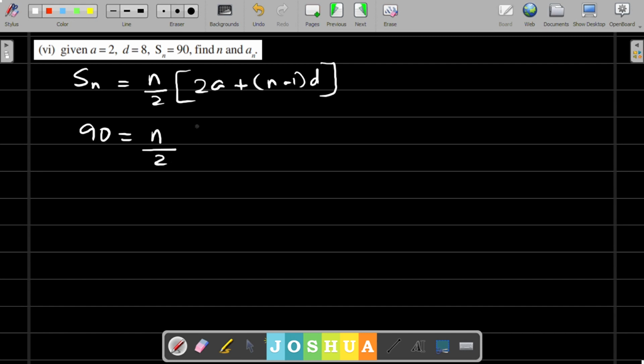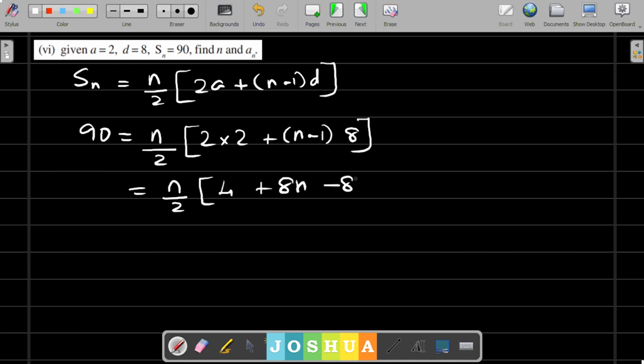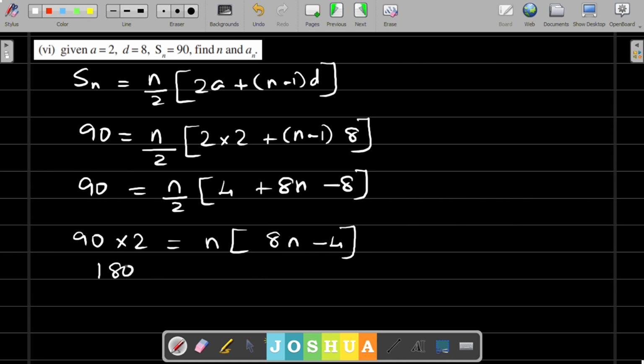So n by 2. 2 into, what is the value of a? 2, and n I don't know. And what is the value of d? d is 8. Now substitute this. It is n upon 2, 2 into 2 is 4, plus 8n minus 8, that is equal to 90. Next, I cross multiply, take the 2 to the other side. So 90 times 2 is equal to n bracket 8n minus 4, because 4 minus 8 is minus 4. So that is equal to 180, that is equal to 8n square minus 4n.